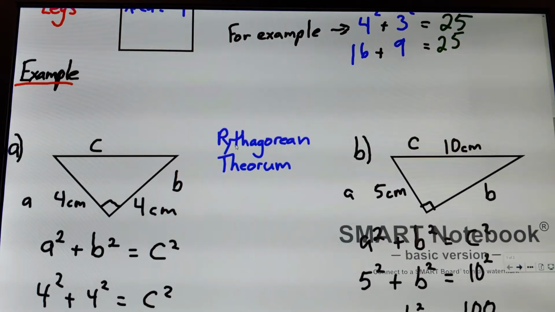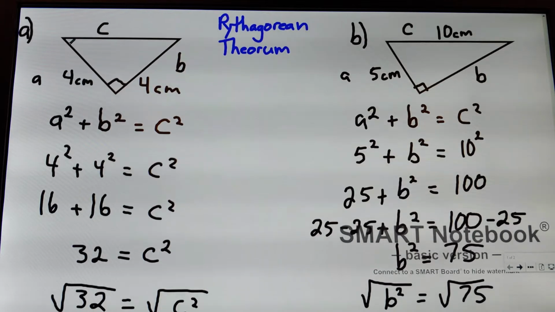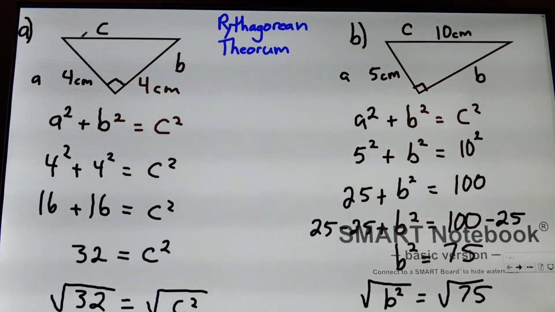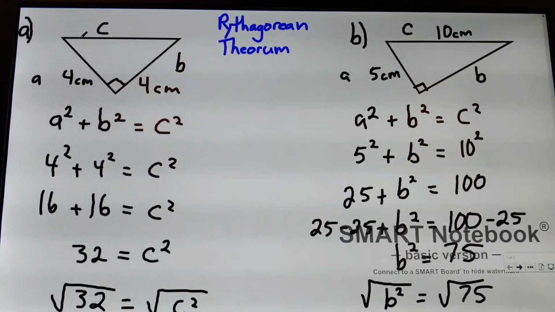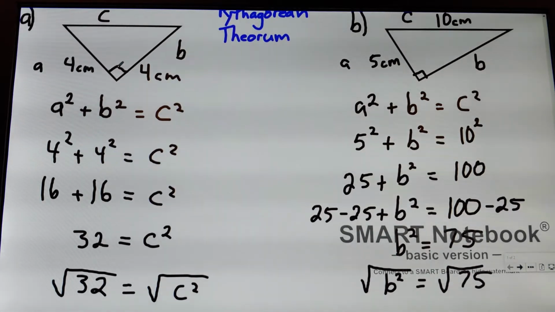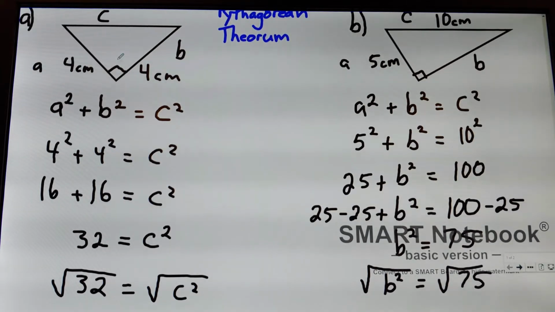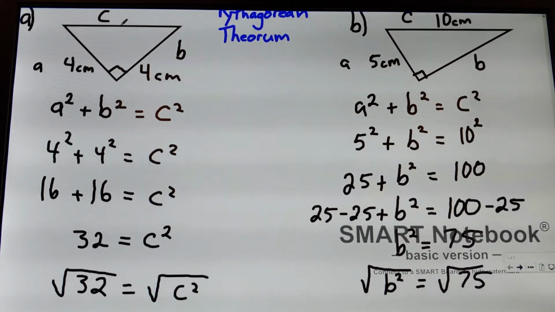So here's some examples for you. We'll just concentrate on A for now. So they give us a triangle. They gave us 4 centimeters and 4 centimeters, and this one is our unknown. Now, they may not tell you A, B, and C right at the beginning, but that's okay. There's the right angle. So we know that the two sides touching the right angle are the legs. Those are A and B. This is the longest edge, the one that's diagonally opposite the 90-degree angle. That's our hypotenuse. So that has to be C.